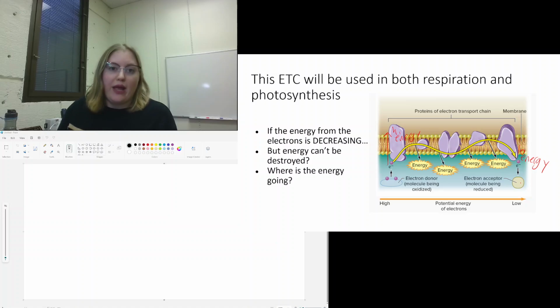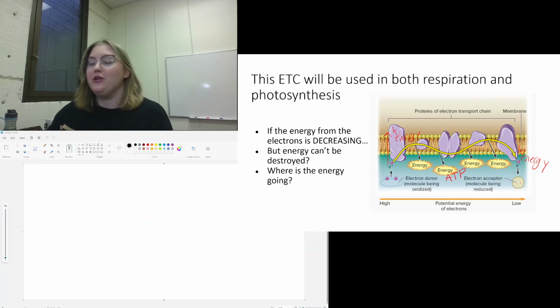Now, along that way, we see that our electron is losing energy, but that energy is not getting destroyed, right? It can't be destroyed. So where is the energy going? And if you think about that for a second, you might remember that our energy in our cells is ATP. So a lot of times these electron transport chains are being used to generate ATP.